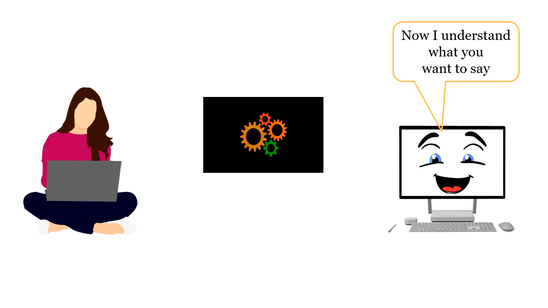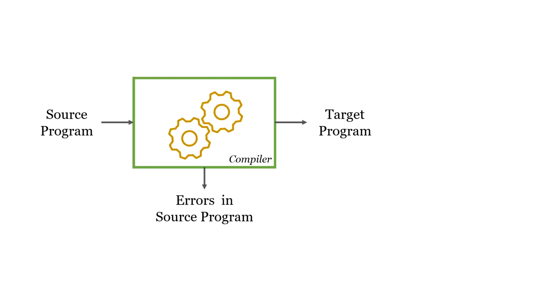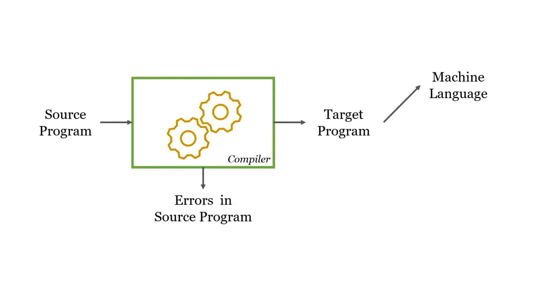Now, having understood the compiler in general, let us get into its detail. As I said earlier, a compiler is a language translator, so it takes in a source program and converts it into a target program. While translating, it also identifies errors in the source program, if any are present. This target program can either be a machine language program or a programming language program.